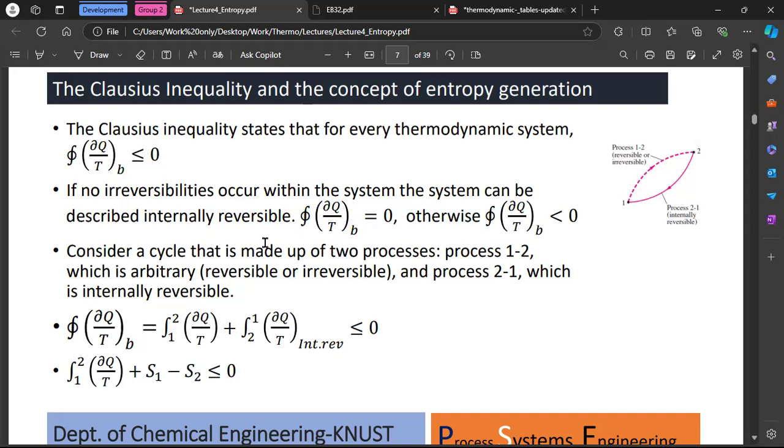So please take note of that. When it's internally reversible, it's equal to zero. When it is not, then it is less than zero. Remember, we said that the expression is less than or equal to zero. So if it is less than zero, it is irreversible. But if it is equal to zero, then it is internally reversible. So please take note of these things.